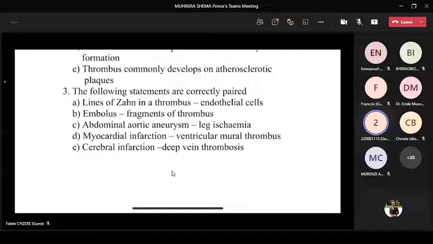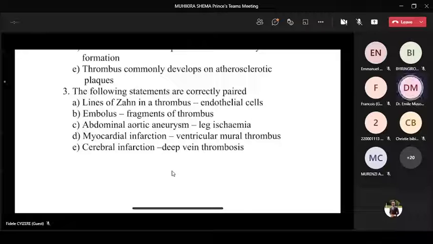The following statements are correctly paired. Lines of Zahn in thrombus, endothelial cells. What are the lines of Zahn? Those are the lines you have seen before, made up of fibrin in a thrombus. So they are not associated with endothelial cells. So this one is false. Okay.